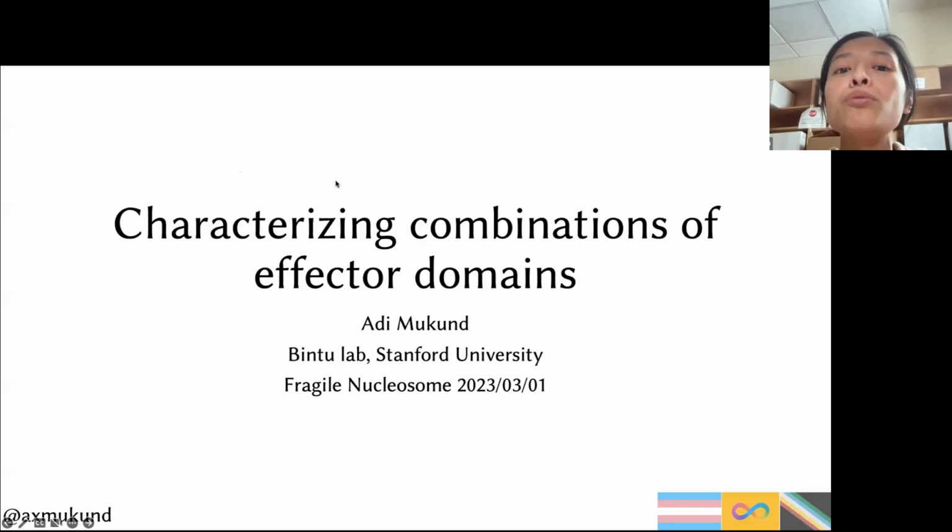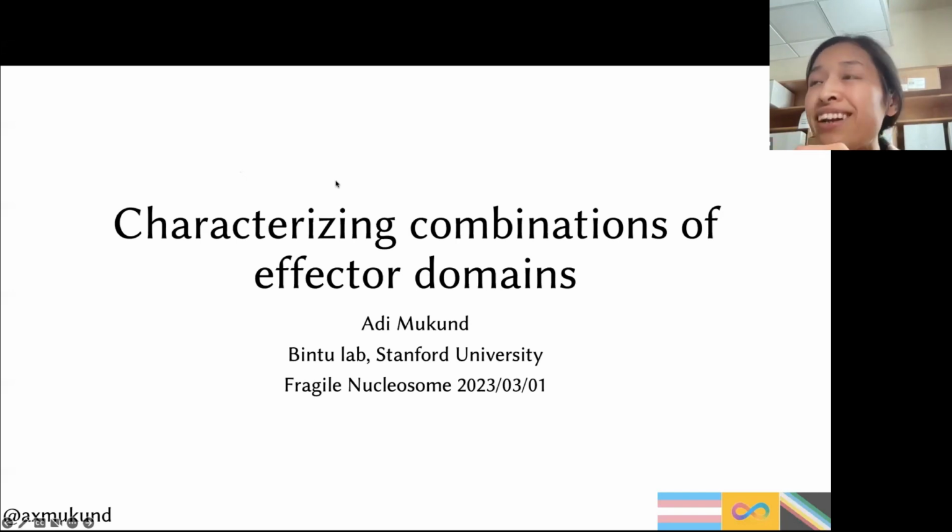Our first speaker will be Adi Mukund, and it's going to be my great pleasure to introduce her. She's an MD PhD student at Stanford University with Bintu, where she studies transcriptional activators as well as repressors with high throughput screens. And she actually got her bachelor's degree in computer science as well as mathematics from Duke University. So it's quite a switch.